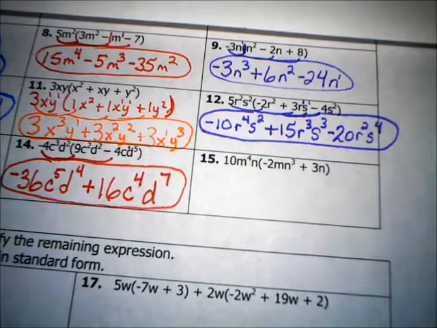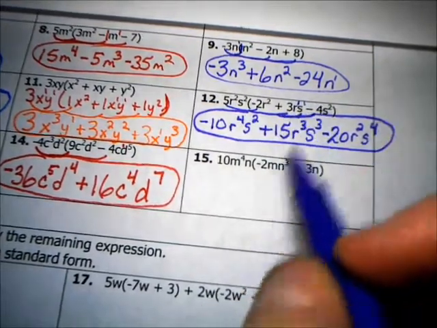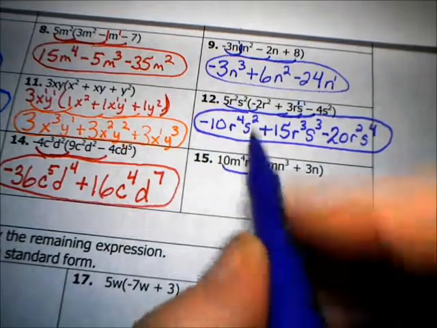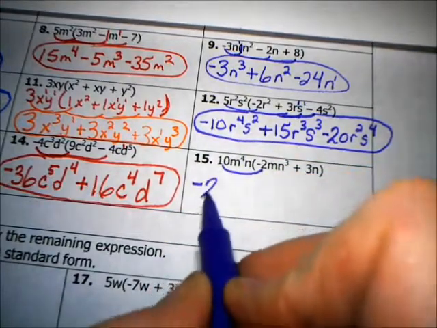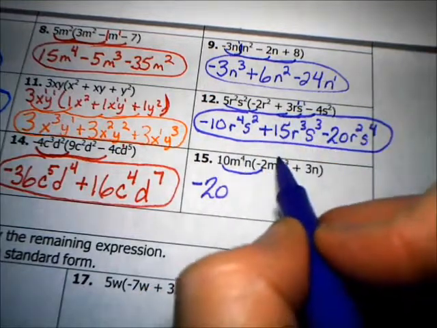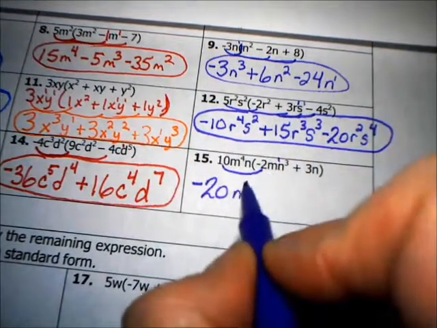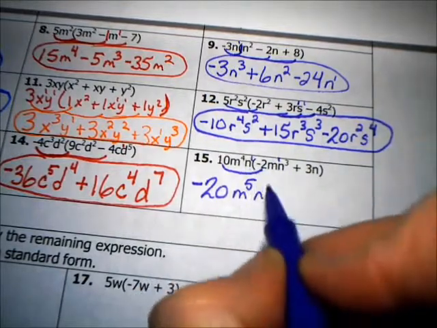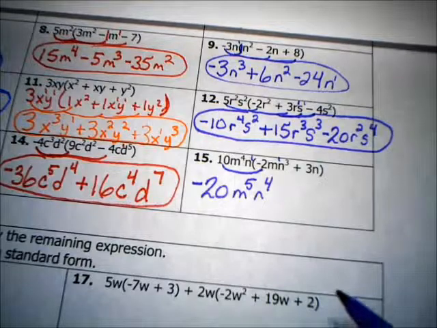Okay, 15, last one in this section before we change. We have coefficients, we're just going to multiply. 10 times a negative 2 gives me negative 20. And now we got a bunch of m's. M^4 and M^1 give me M^5. The n's, we have N^1 and N^3 give me N^4.